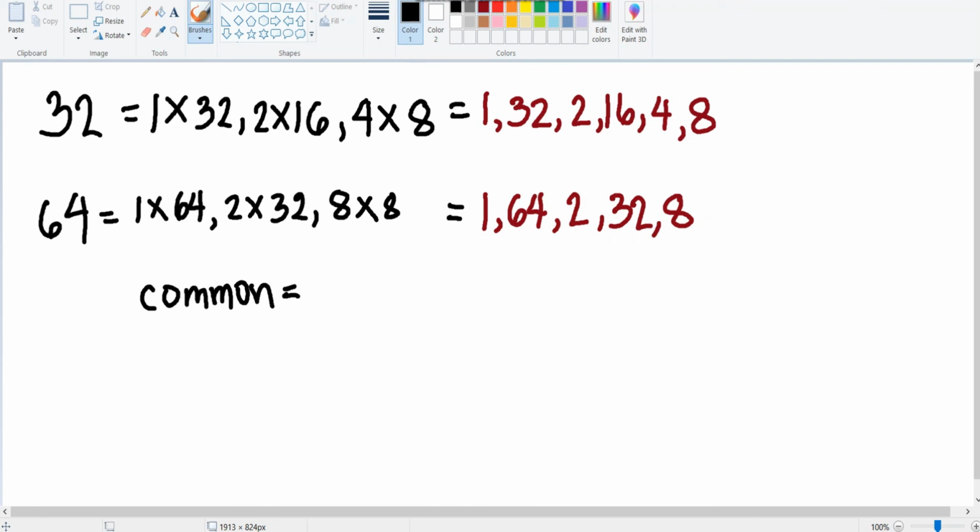By finding the common factors, we have to look for the same numbers that 32 and 64 have. So we have 1. That will be our first common factor. We also have 32 for our second common factor. Also 2 for our third common factor. And the last one will be the 8 for our fourth common factor. Therefore, we have 4 common factors for the example 32 and 64.